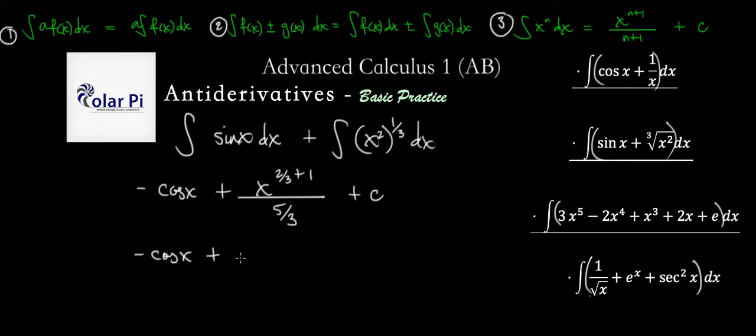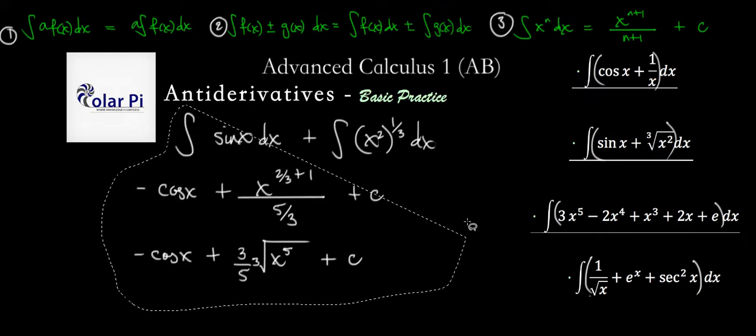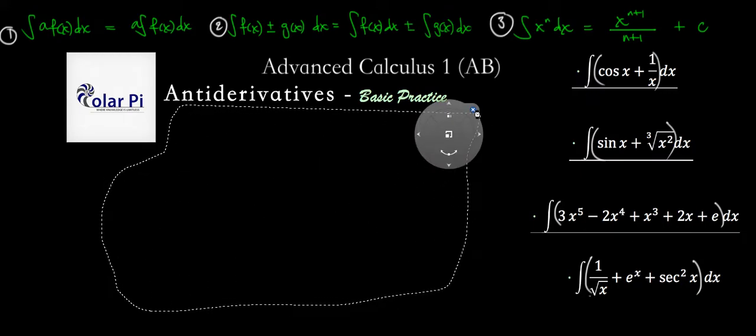Dividing by 5/3 is the same as multiplying by 3/5, so we can write 3/5, and then this says x to the 5/3 power, but x to the 5/3 power is the same as x to the 5th, and then cube rooted, right? So x to the 5th cube rooted. So there we are, and then plus c. Okay, cool. So this is it for the second example, and so let's move on to the third example.